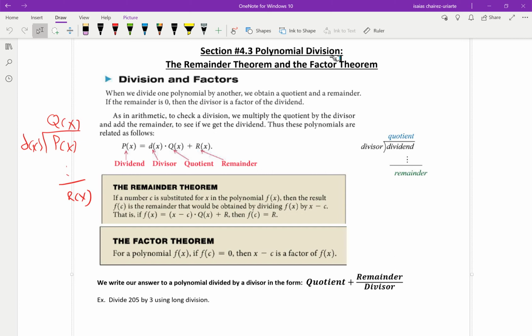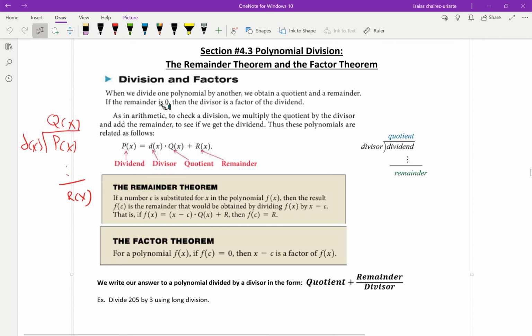The issue becomes, how do you find the x-intercepts by hand? So how does one go about figuring out x-intercepts? And that's where this 4.3 fits in. Polynomial division is a good tool for finding x-intercepts. All right, so let's talk about polynomial division here for a little bit.